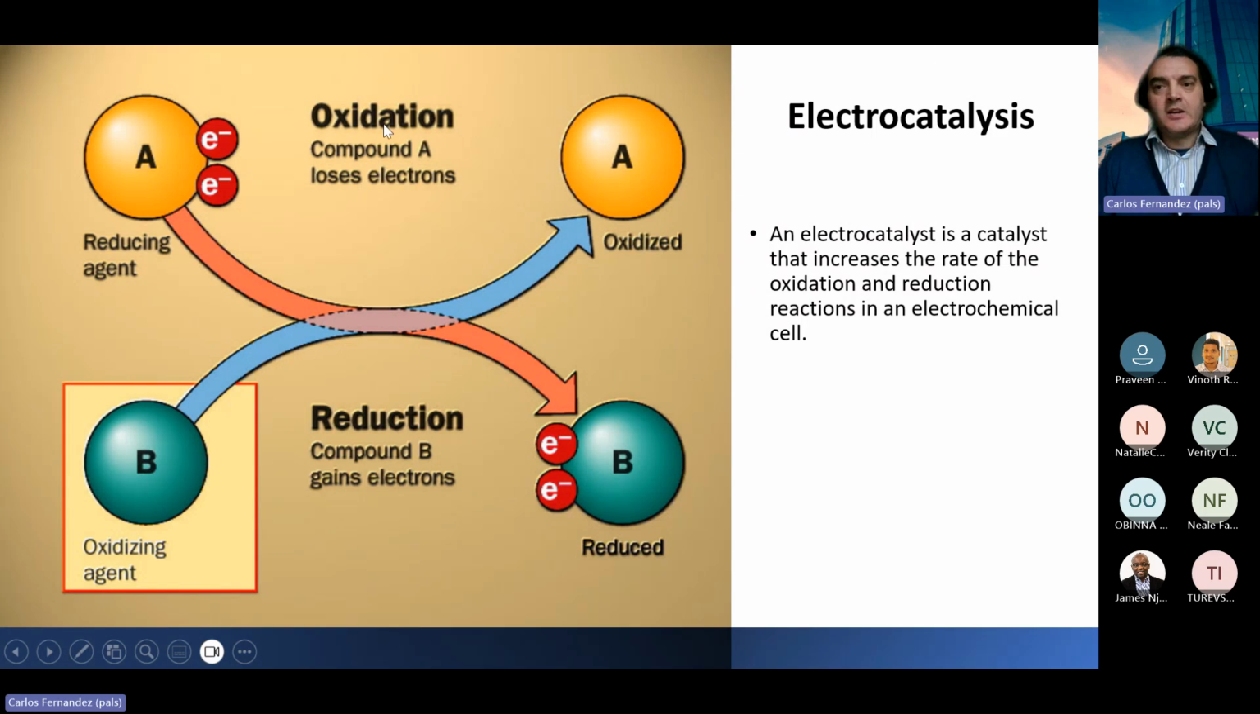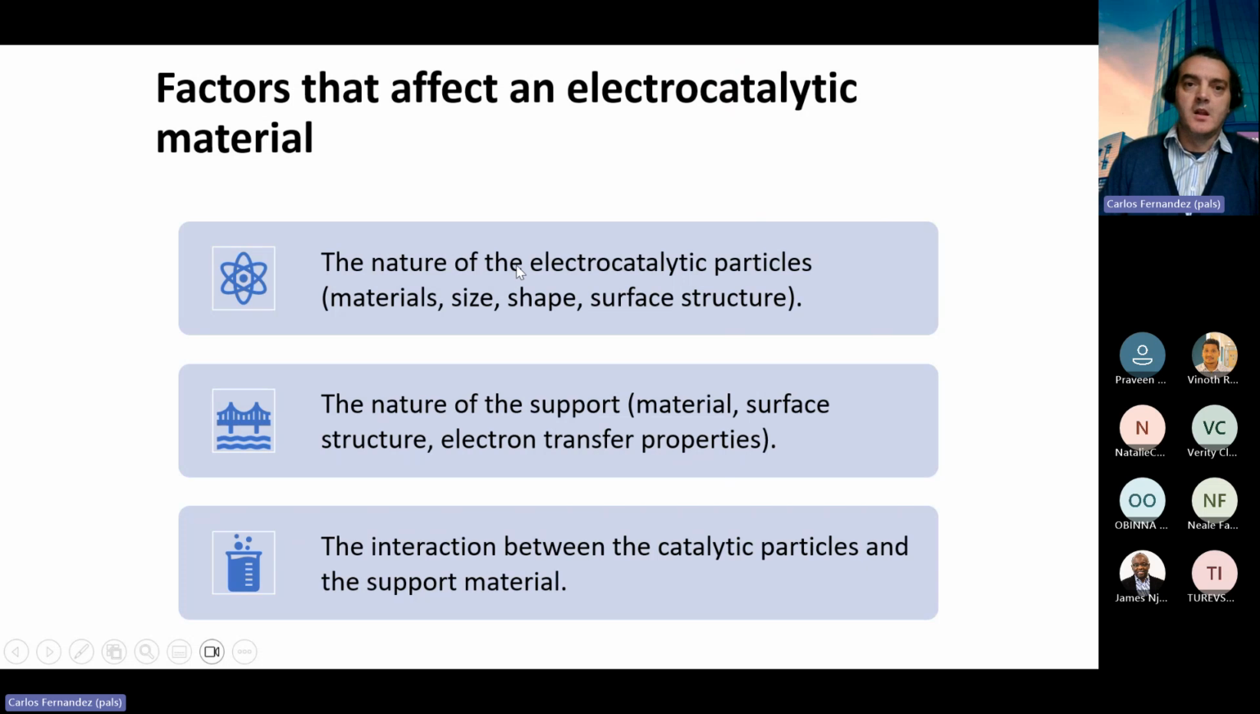So electrocatalytic, or electrocatalysis, is what it is. An electrocatalyst is a catalyst that increases the rate of an oxidation or reduction reaction in an electrochemical cell. Here, for example, I put an example of a reducing agent and oxidized species, and what an electrocatalyst will do to the reaction. We're going to see examples in a minute.